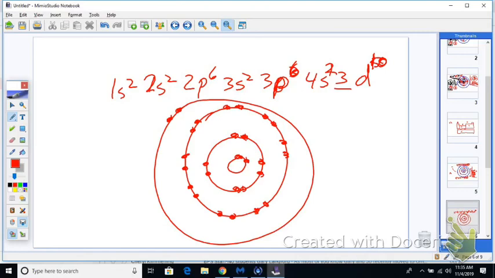Okay, now, you guys have an assignment for tomorrow. You've got to give me the configuration for carbon. I may be the most confused man alive. Carbon.